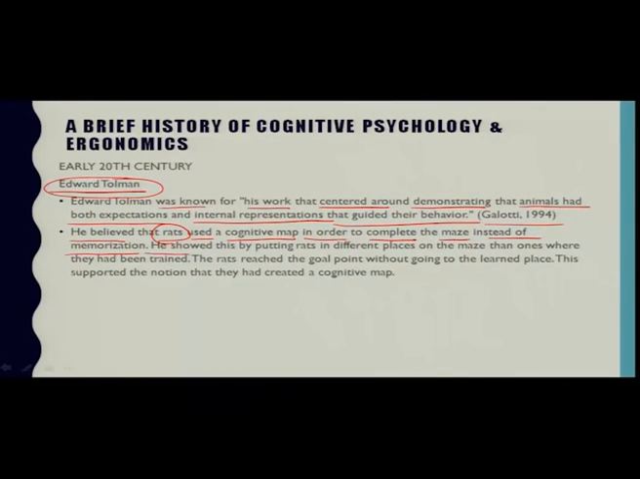He showed this by putting rats in different places on the maze than the ones where they had been trained. The rats reached the goal point without going to the learned place. This supported the notion that they had created a cognitive map.